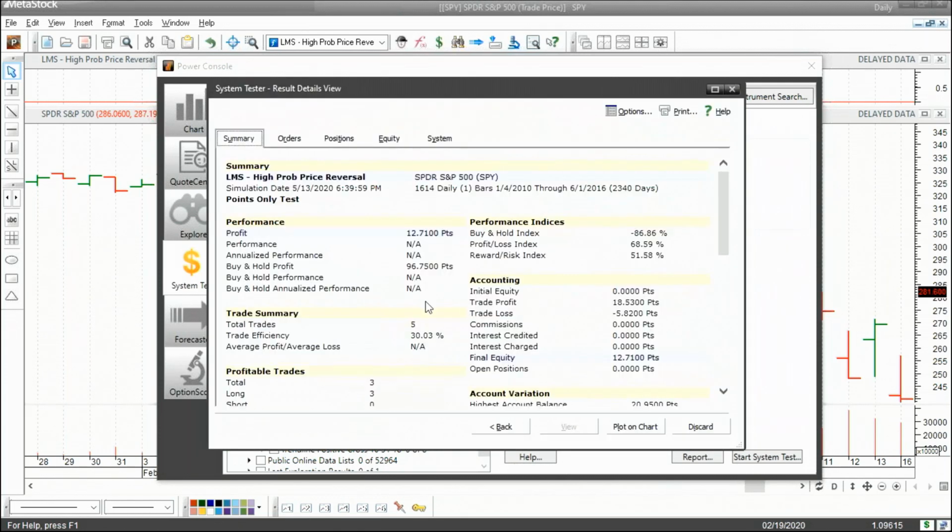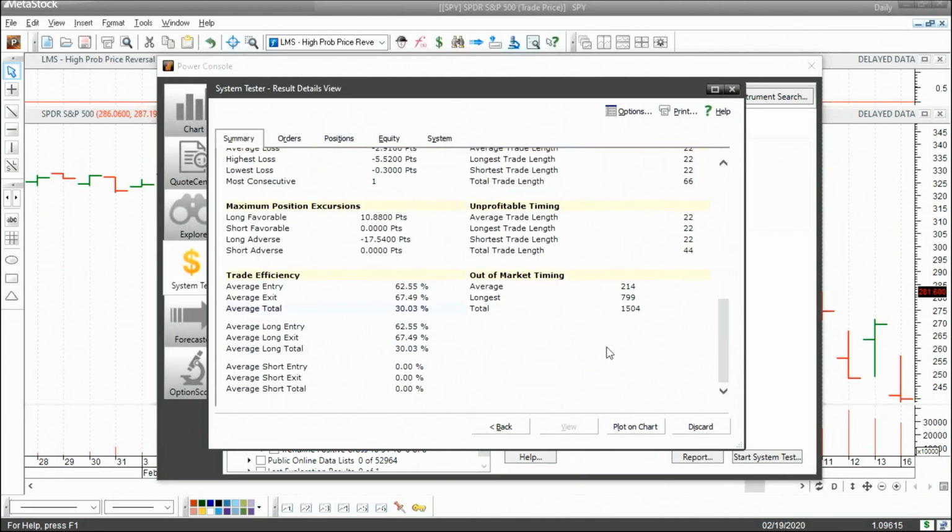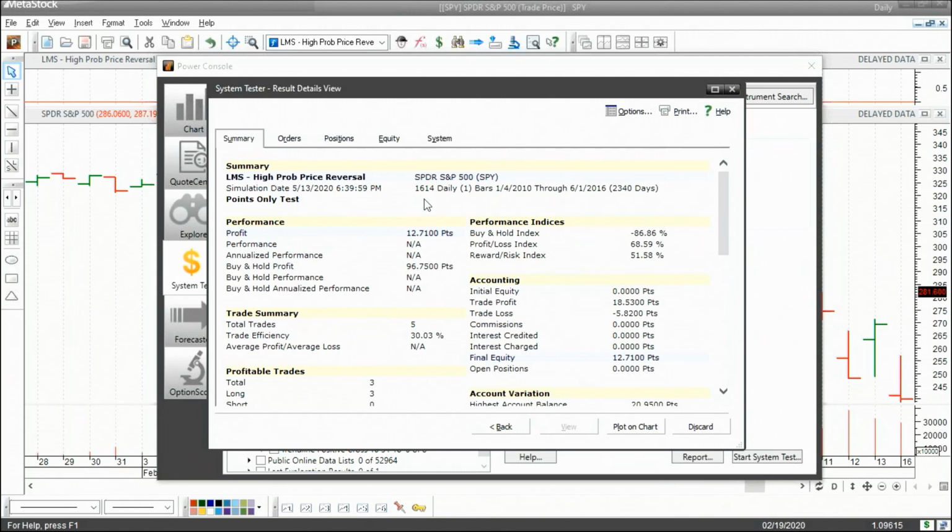You'll see it only generated 12 points. Open it back up. And here again, as compared to the buy and hold, it way underperformed the buy and hold, right? But it only traded a handful of times here. We'll scroll down a little bit, and we're out of the market here, 1,500 bars. In other words, we only tested 1,600. This generated those 12 points over 10 bars. So again, that's where it kind of becomes interesting.